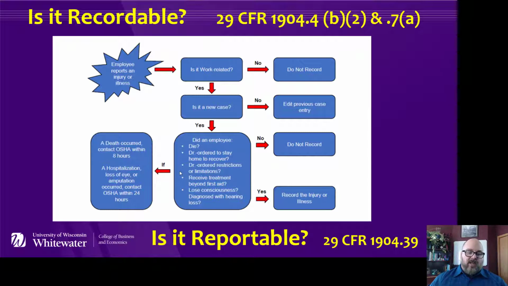If it doesn't meet that qualification, basically if they only receive first aid or less for treatment, then it's not recordable. But then I also put on the left there, if a death occurred, contact OSHA within 8 hours. Hospitalization, loss of eye, or amputation, contact within 24. And there are ample links and opportunities to find how to contact OSHA. You can submit an email. There's an 800 number you can call. I recommend you find your local area OSHA office and contact them directly, because that's also available. You guys actually had to look that up for the last homework.